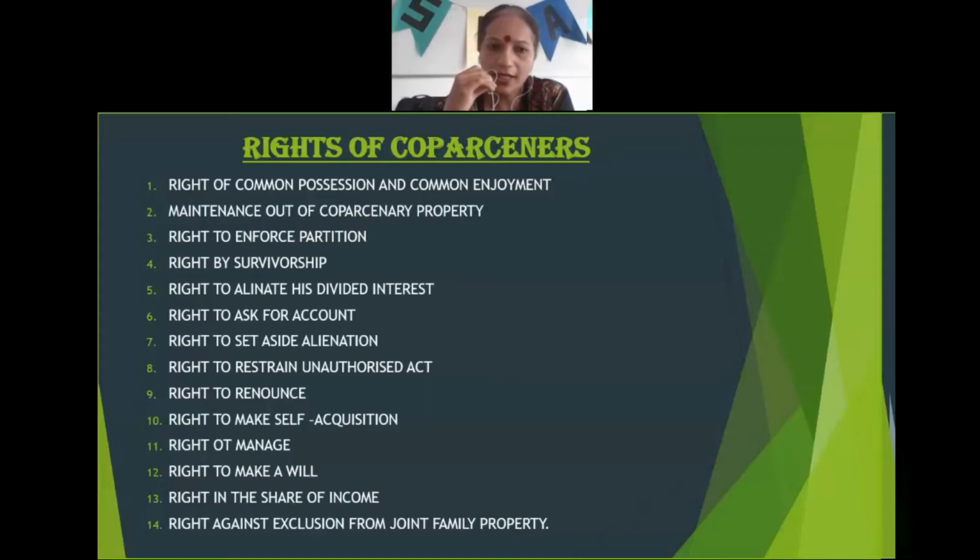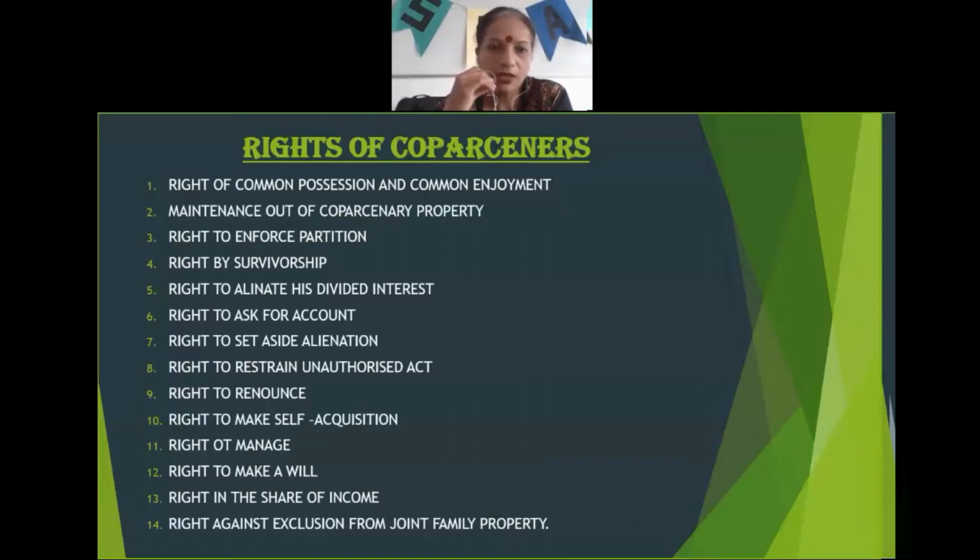As we have already discussed, till the time the coparcenary property is there, everyone has common possession and common enjoyment. But if a person wants to have his right separated, then he has a right to enforce partition. He can get the partition of that property and get his separate, definite share in that property. The third one is the right to enforce partition, as we call it.